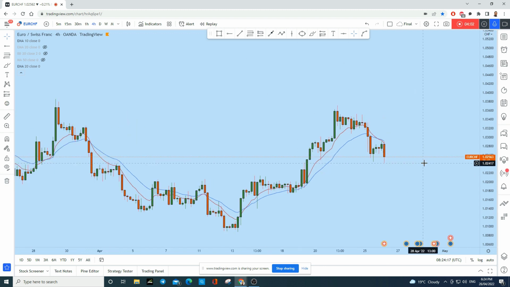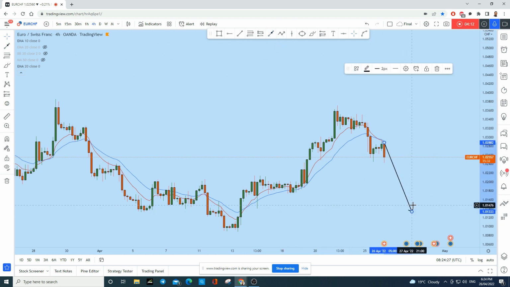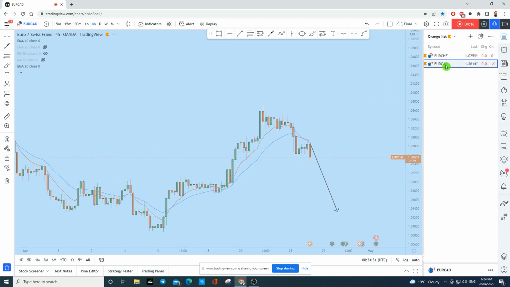This is the real trading. When you are winning, add to the position. When you're losing, close the position with minimum loss. So this is the situation with Euro CHF. We are looking to go short after the candle close. Now let's see what happened with EURCAD.